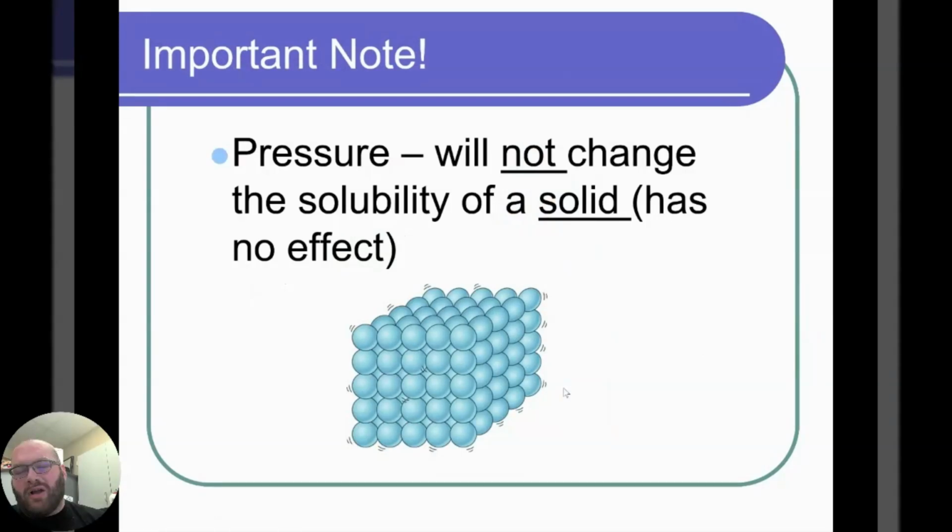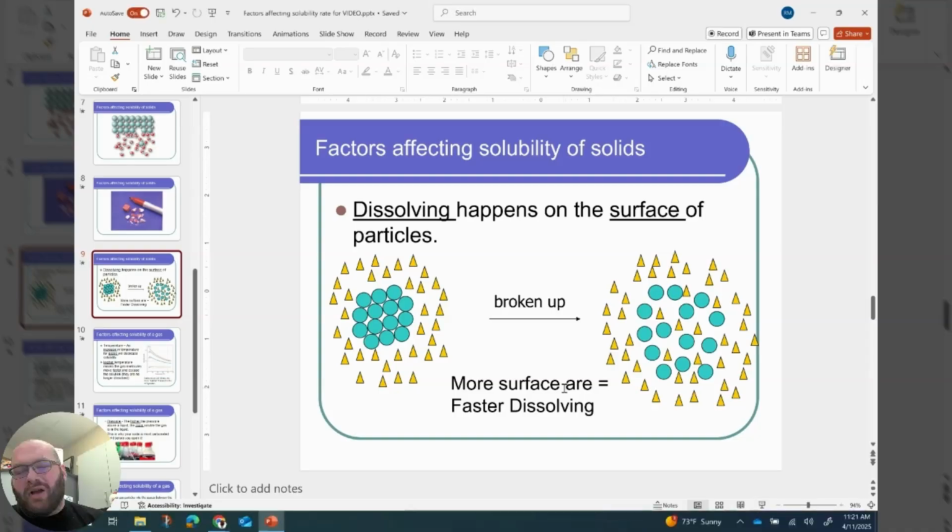One important note, we didn't talk about pressure with solids. Pressure has no effect on the solubility of solids. So you can add as much or take away as much pressure around the liquid when you're trying to dissolve a solute in it that's solid, and it's not going to affect it in any way, up or down. So pressure doesn't affect solids. Pressure will affect gases.